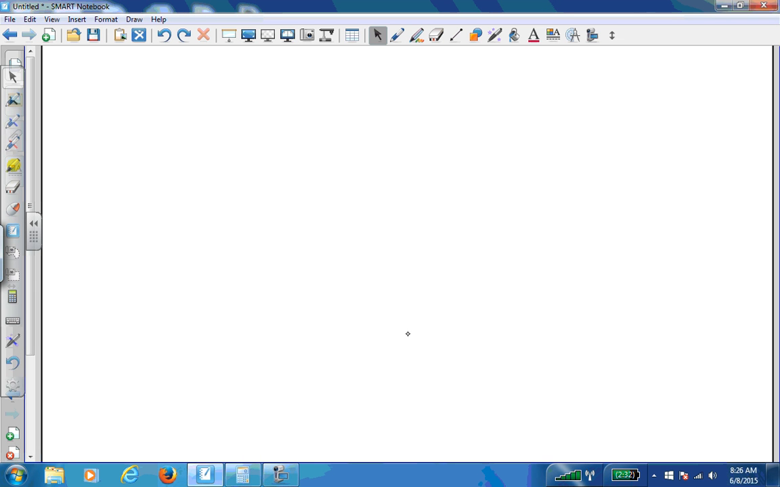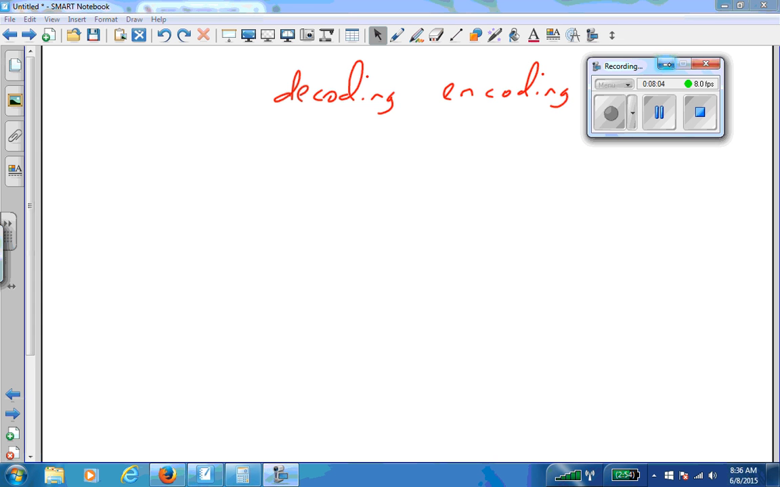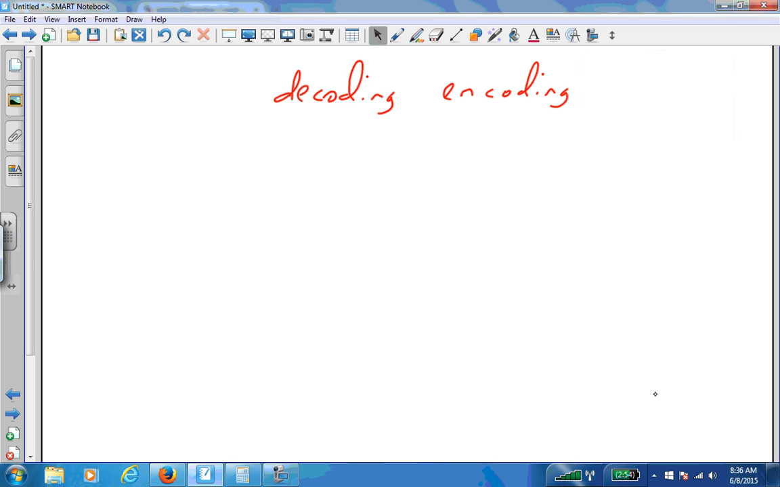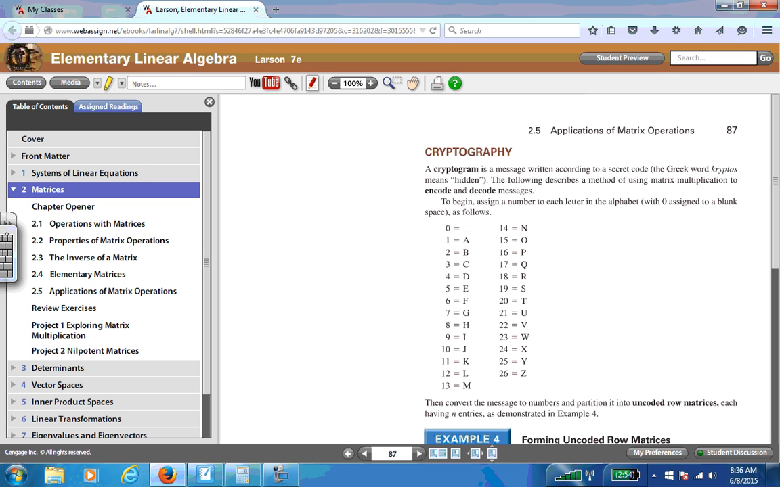Another application of matrices we're going to look at is decoding and encoding messages. The next thing we'll look at will be decoding and encoding messages as an application of matrices. And to begin with, let's look at this little picture here. And I guess we can copy that over.